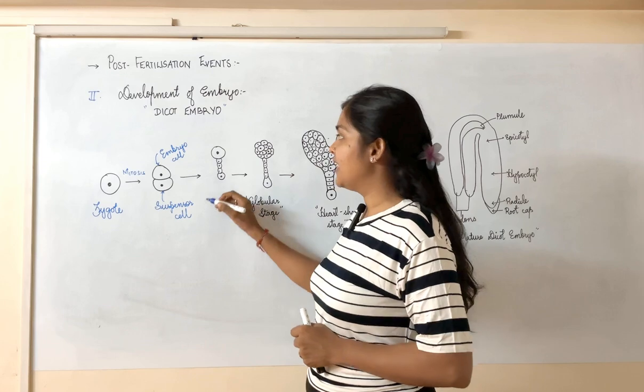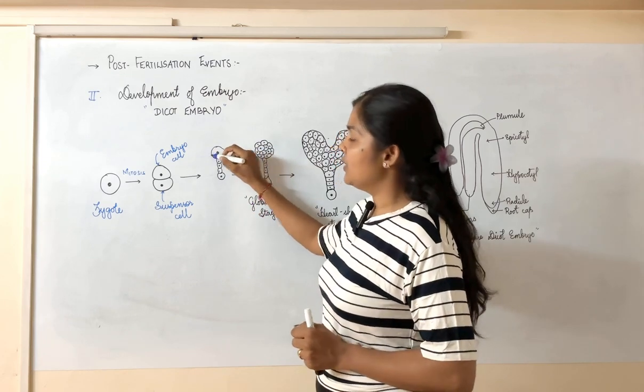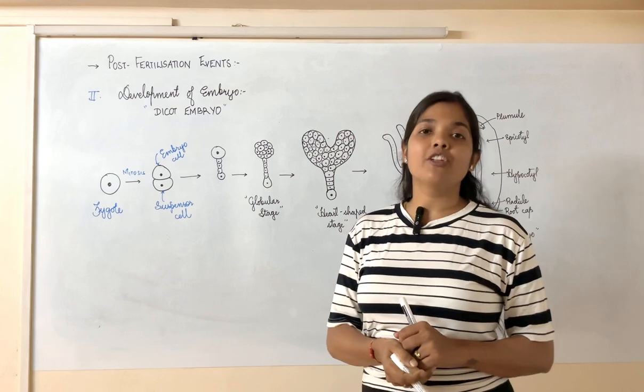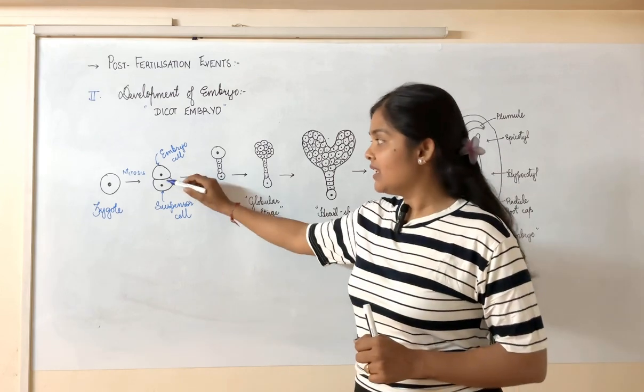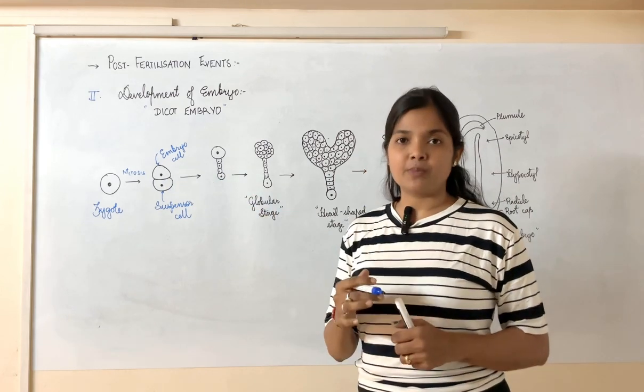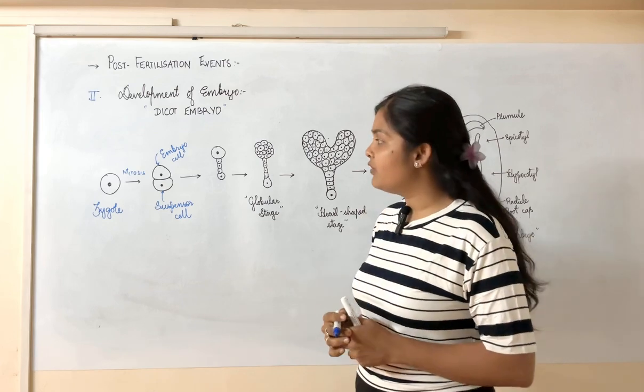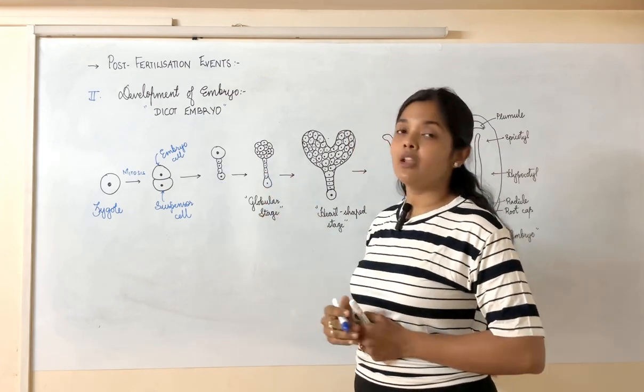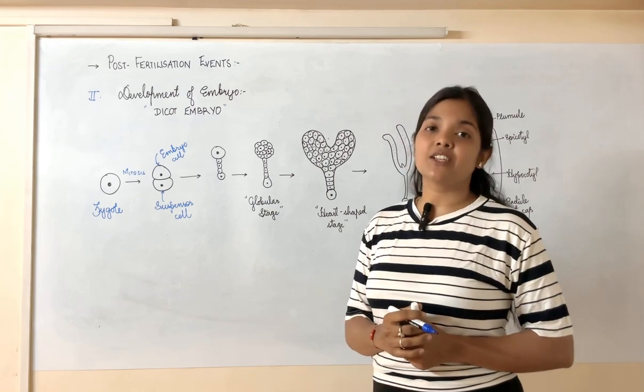Now this further continuously undergoes division, that is of mitotic nature. As a result of that, the upper one here, you see, the embryo cell enlarges and prepares itself for the formation of proembryo. The cell called as the suspensor, which is present to the lower part, will further undergo division, giving rise to a chain of cells. This chain of cells will be called as the suspensor.